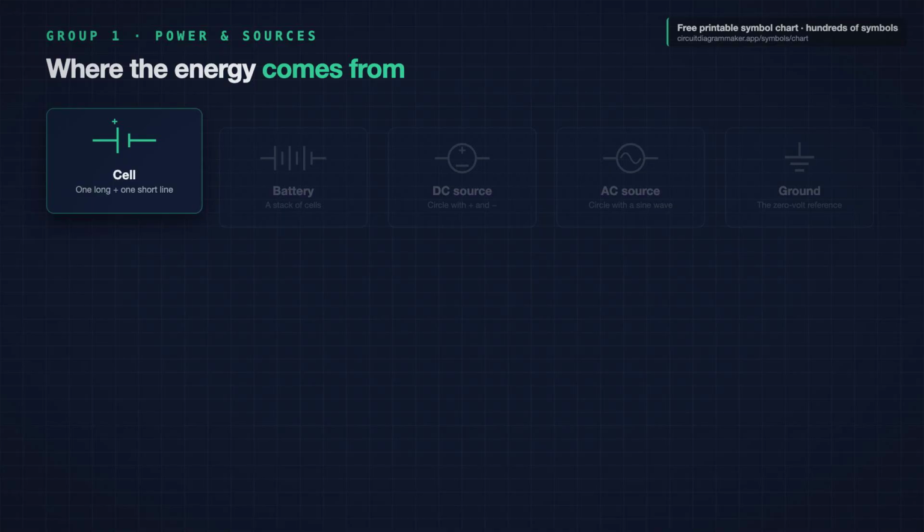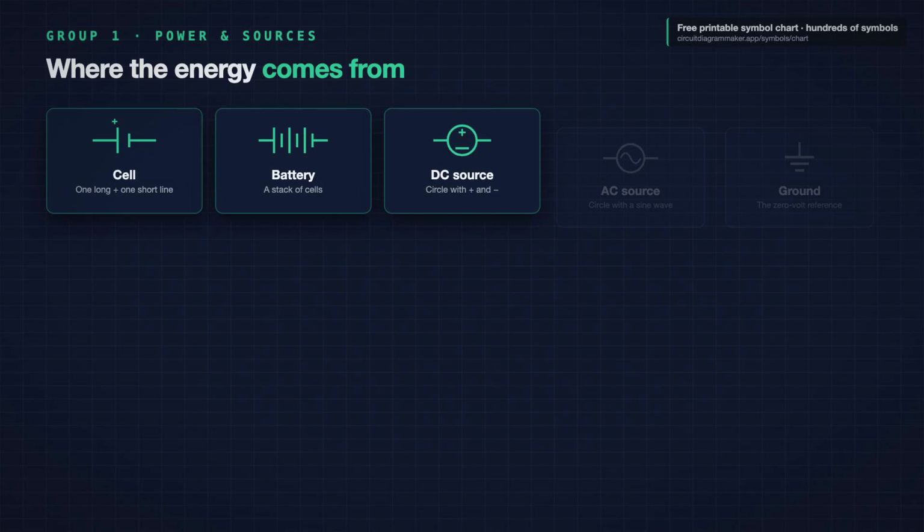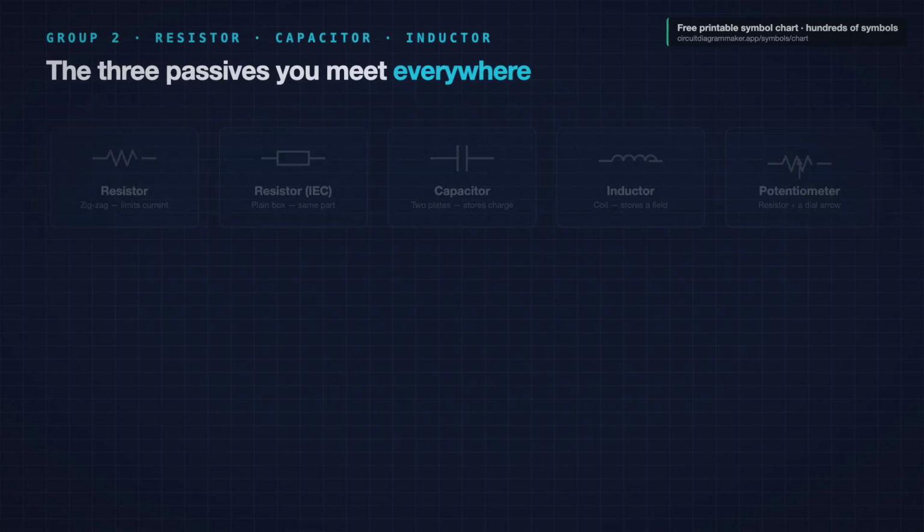Group 1. Power and sources. This is where the energy comes from. A single cell is one short line and one long line. The long line is positive. Stack a few of those and you have a battery. A DC source is a circle with a plus and a minus, steady one-directional current. An AC source is a circle with a sine wave inside, current that swaps direction.